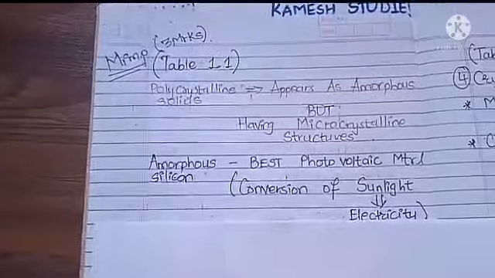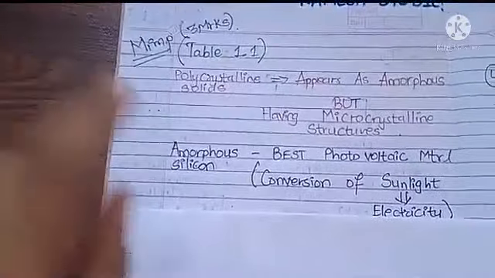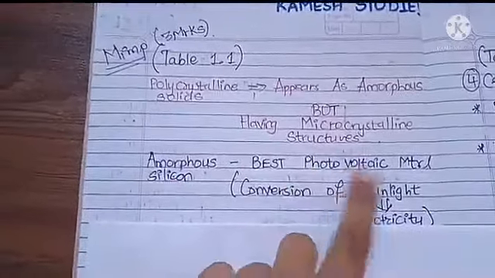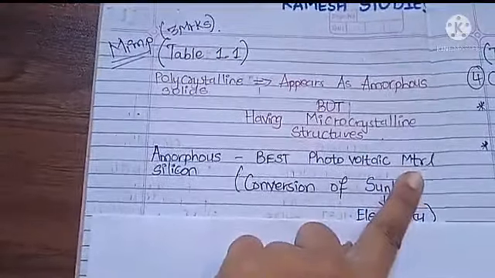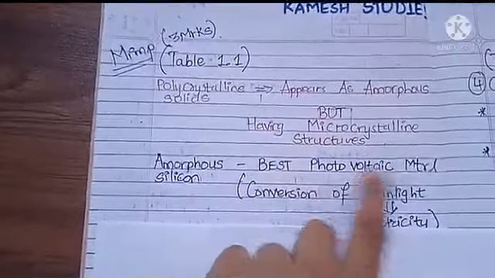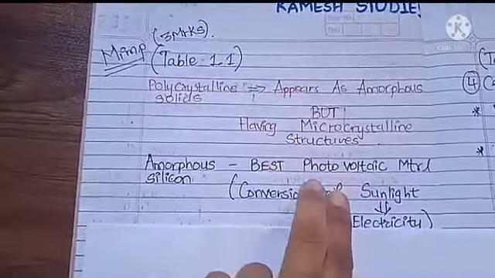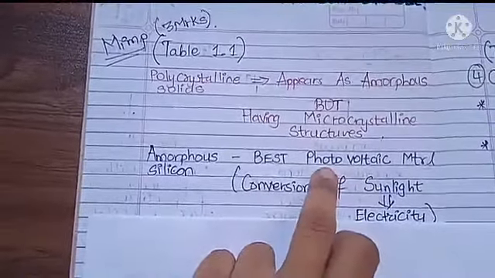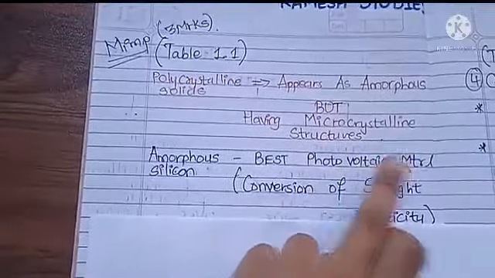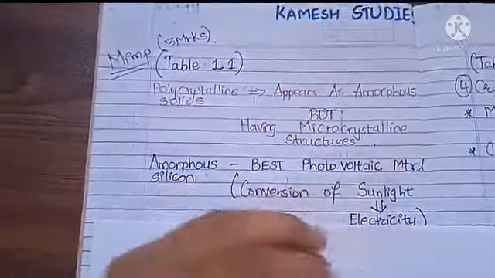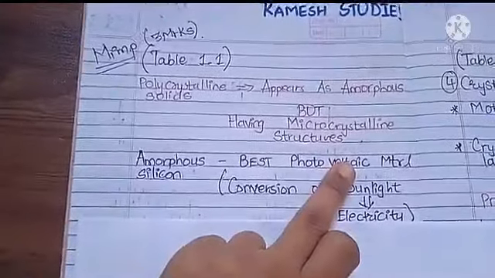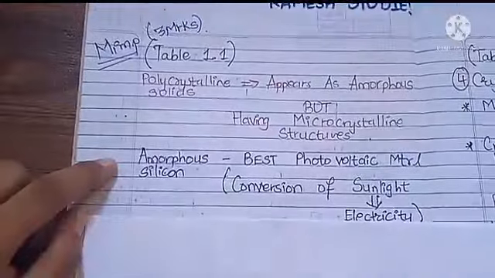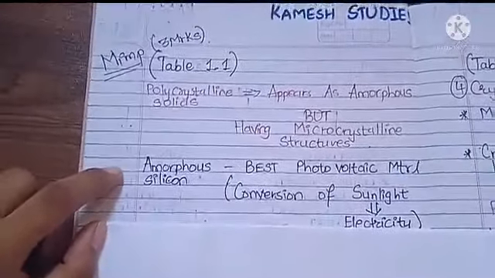Next, I have amorphous silicon. So what is amorphous silicon? Amorphous silicon is the best photovoltaic material. I have written 'photovoltaic' here with a space so you can easily remember: photo, that is light, and voltaic, a kind of voltage. It's a trick to remember. Photovoltaic is used for converting sunlight to electricity. This may be asked in MCQs.